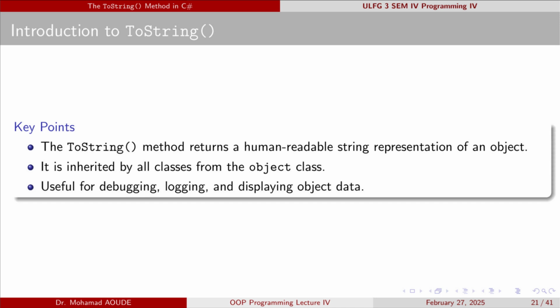The toString method is a fundamental concept in C#. Every class inherits it from the base object class. The purpose of toString is to return a human-readable string that represents an object. It is essential for debugging because it lets you easily inspect object data. It improves logs, outputs, and display interfaces. Without toString, when you print an object, you see meaningless information like a type name. Overriding it gives real meaning.